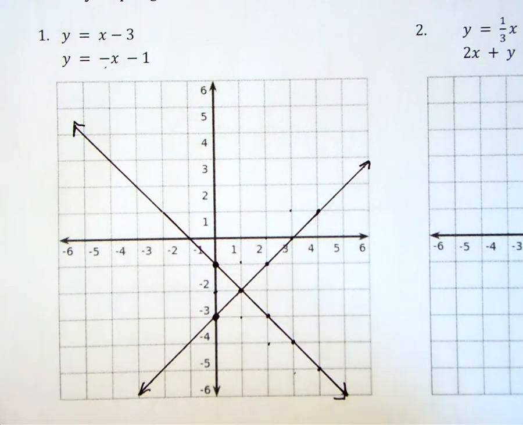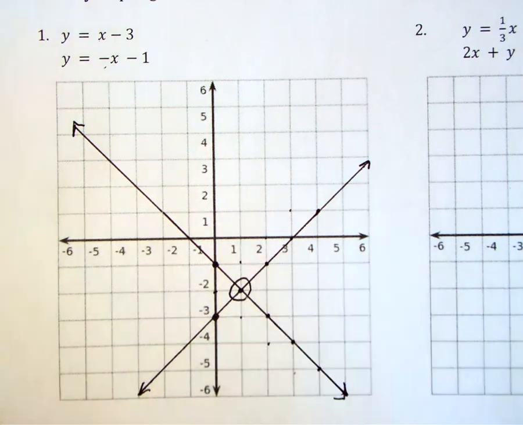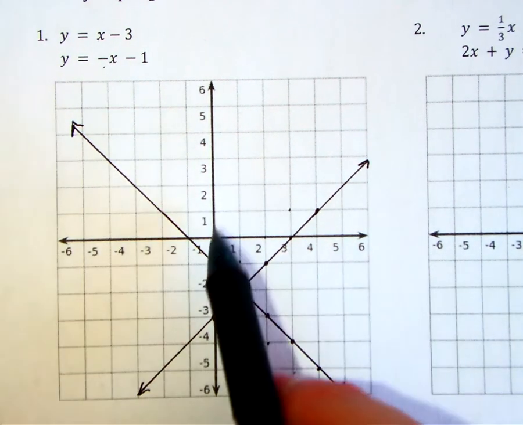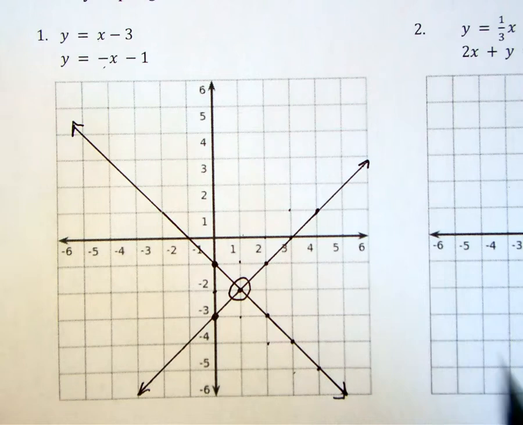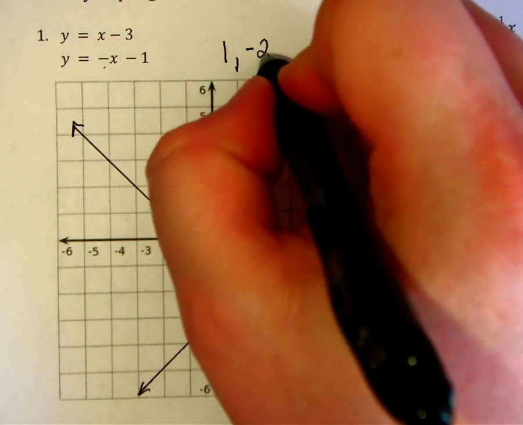The solution to any system of equations is the point in which all of the equations intercept at one point. Well, both of these lines intercept at this point here, over 1, down 2, so the ordered pair would be 1, negative 2.